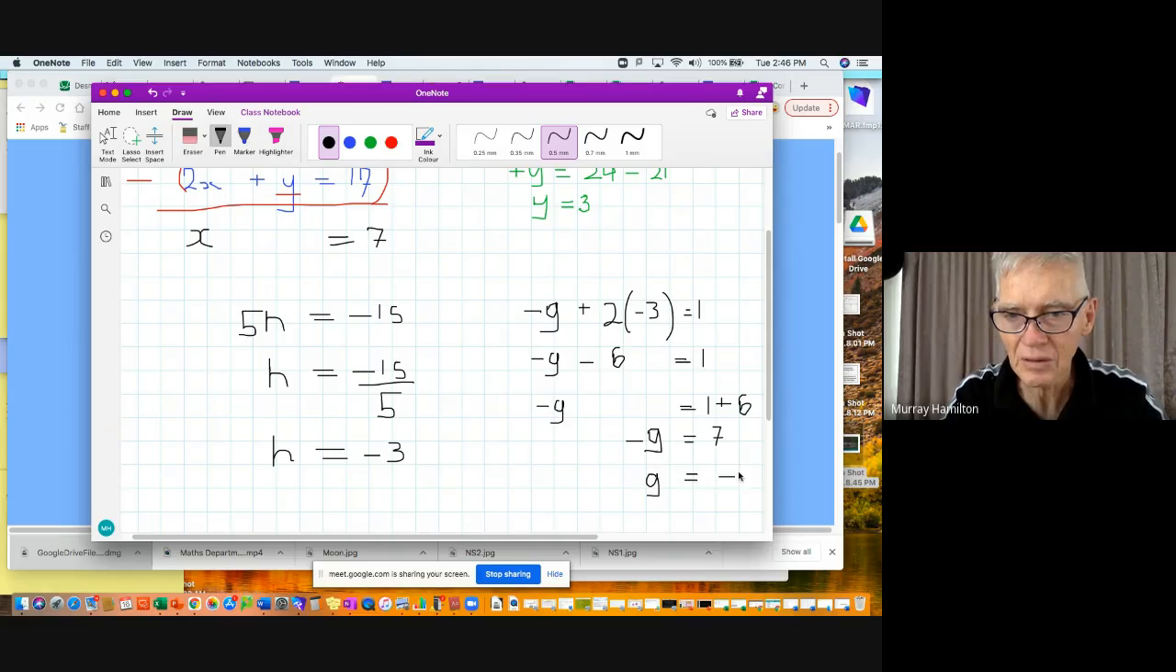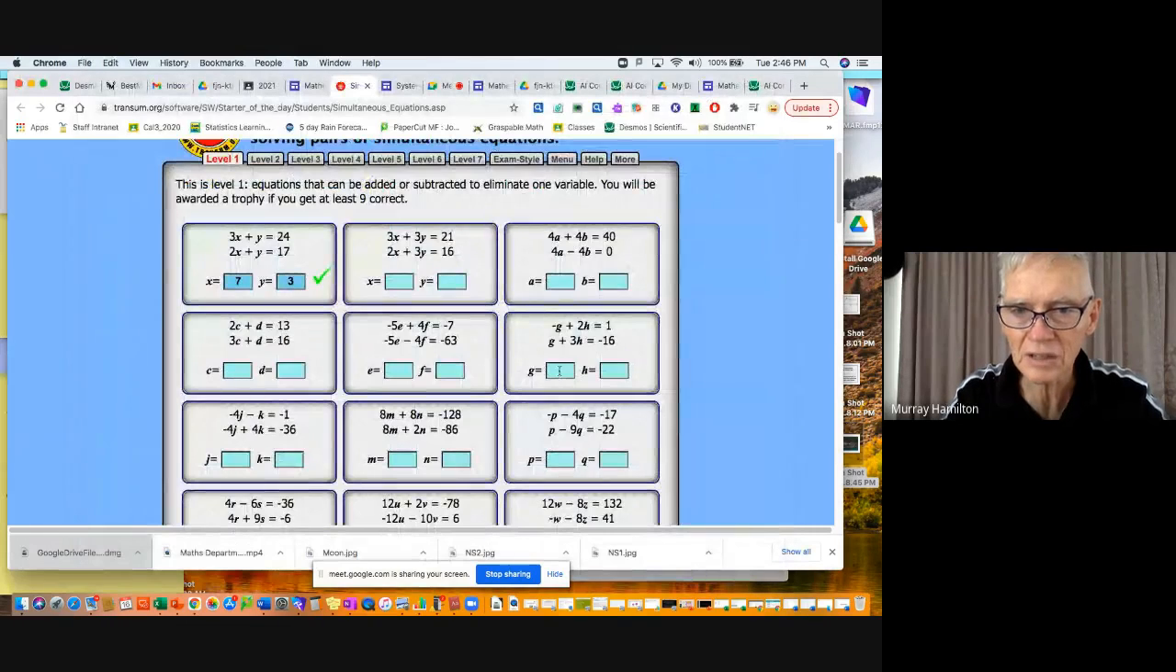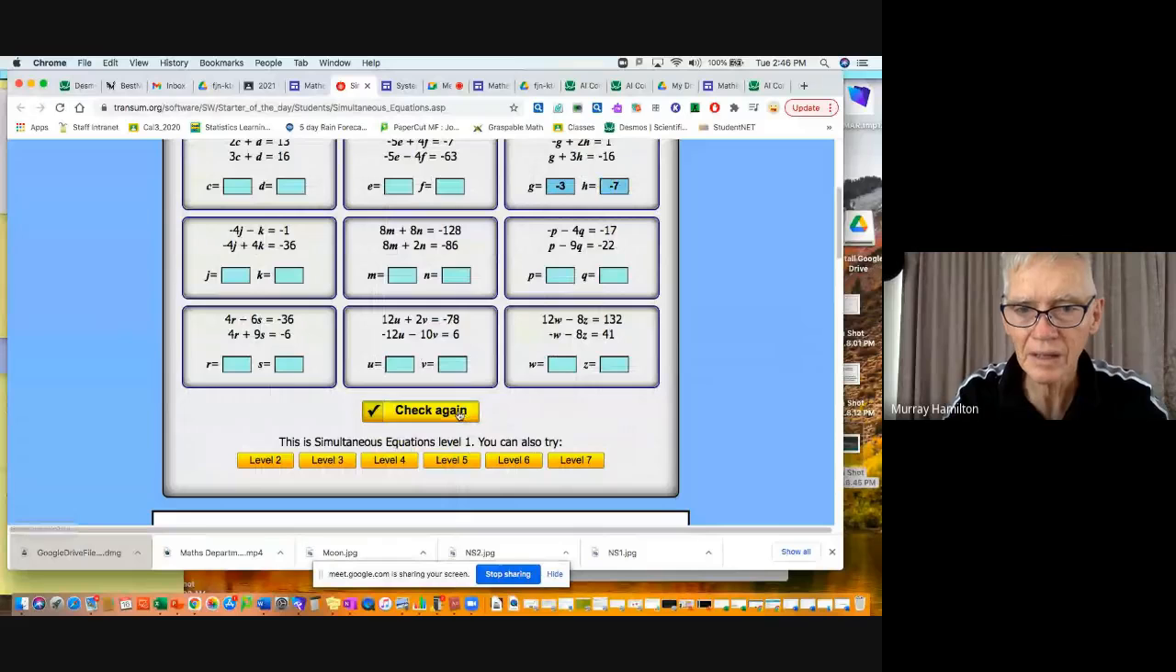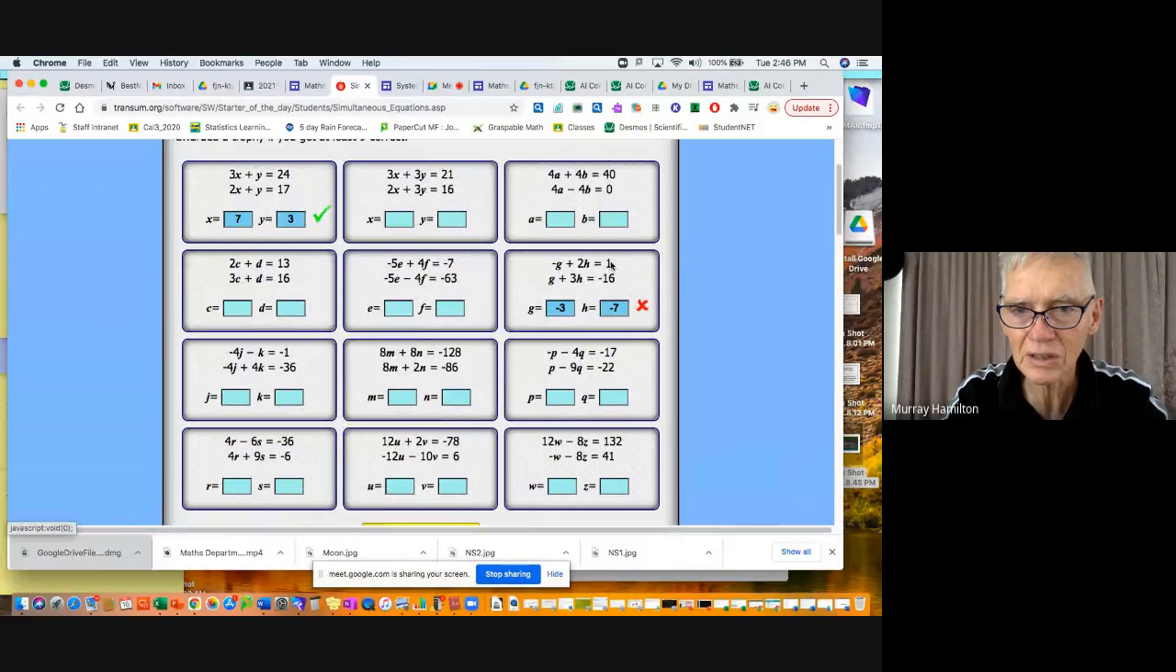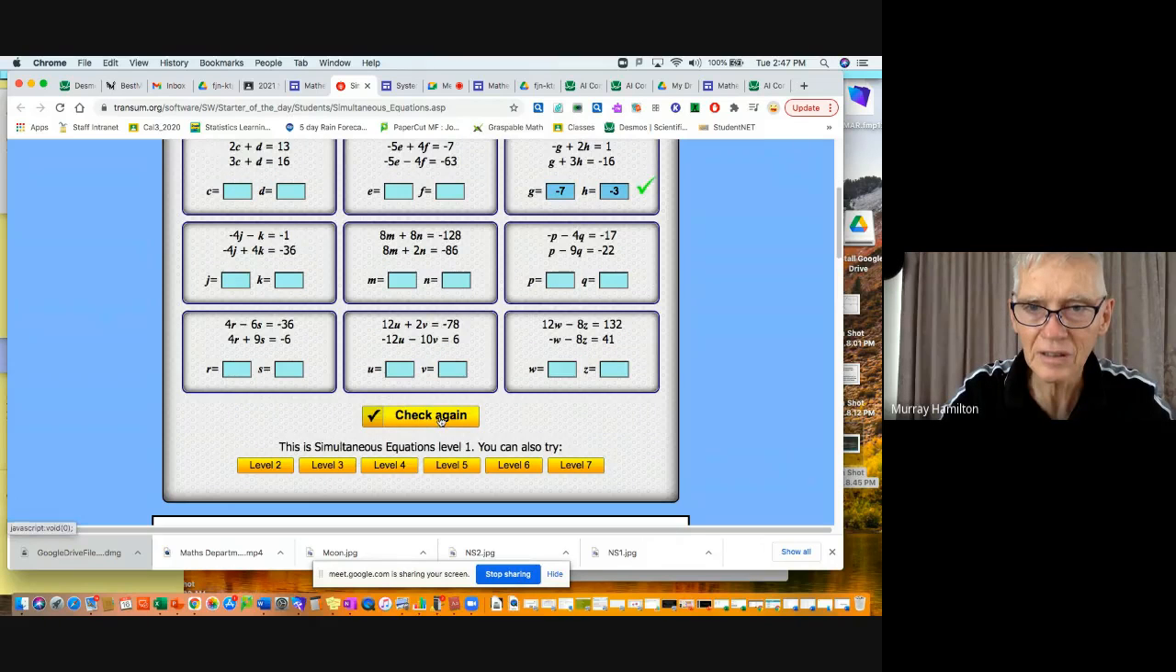Right, so we've got that. And then you can go on to Transum, type in negative 3, negative 7, and check, hopefully I've got it correct. Whoa, I've got something wrong. Okay, so let's go ahead and do it. I add them together, 5h equals negative 15. Oh, h equals negative 3. I've got them around the wrong way. h is negative 3, and g is negative 7. And let's check that. And we got it around the right way.